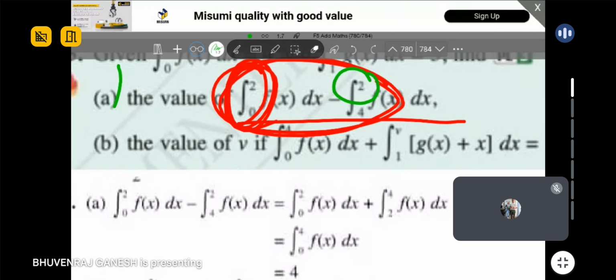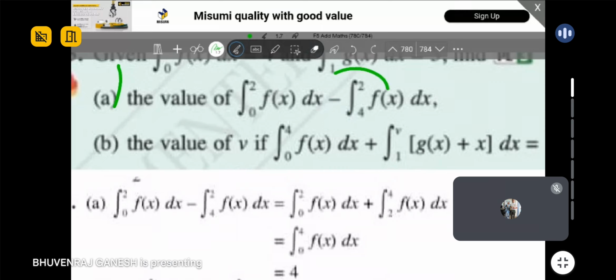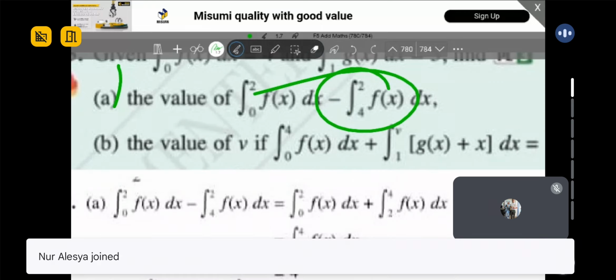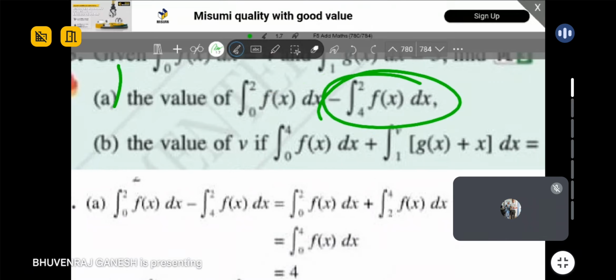Okay, guys, so this is the concept. Okay, second thing, kalau kamu tak mau ubah yang pertama, kamu boleh ubah yang ni juga. Pun boleh. Depends which one you want to change. So this one I feel is easier. Kalau kamu ubah yang ni lebih senang.